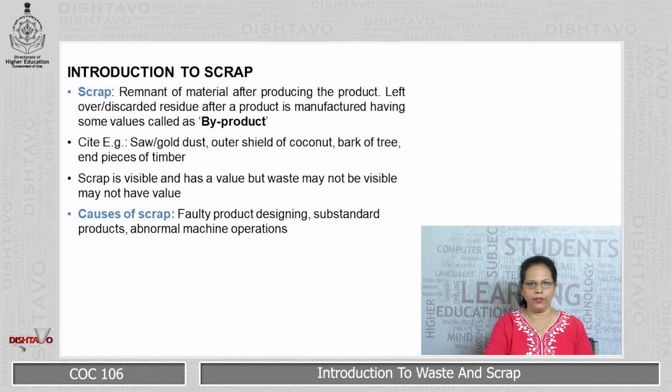To cite examples, saw dust, gold dust, outer shield of coconut, bark of tree and pieces of timber are all examples of scrap. Scrap is visible and has value, but if we compare it with waste, waste may not be visible, may not have value. The causes of scrap are faulty product designing, substandard products, abnormal machine operations.